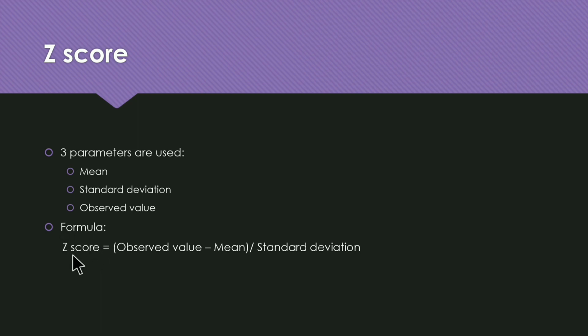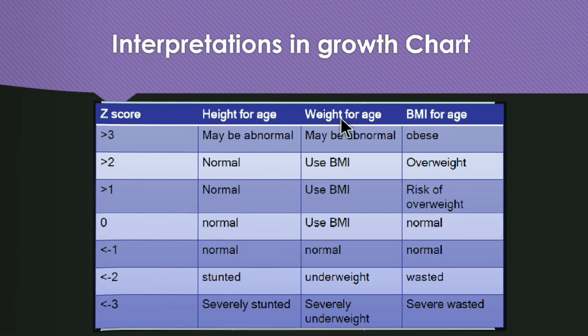Now the z-score formula is (observed value minus mean) divided by standard deviation. Whenever the observed value of the child is more than the mean, that means the average, the z-score will be positive, that means the growth of the child is normal. But if the observed value of the child is less than the average or mean, then the z-score will be negative, that means the child is having growth retardation. So that is the importance of this formula, and that is how we understand this table.